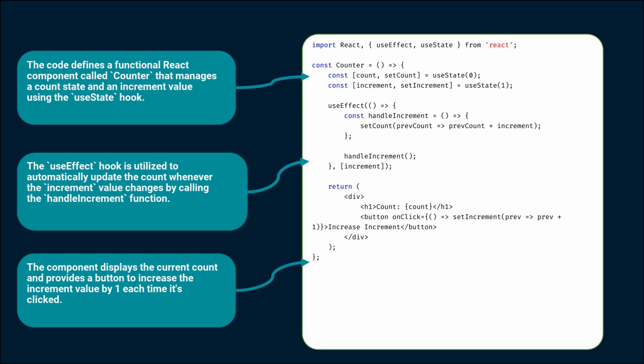The component renders the current count value and provides a button that allows users to increase the increment value. With each click, the increment state is increased, triggering the effect to recalculate the count accordingly. This demonstrates effective use of React's state management and the useEffect hook to respond to user interactions seamlessly.